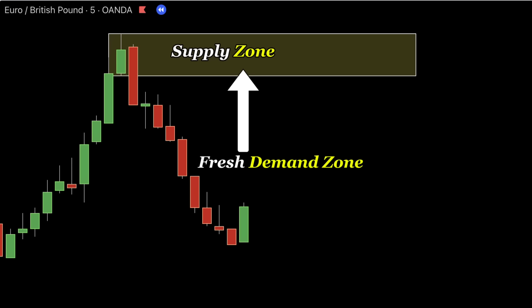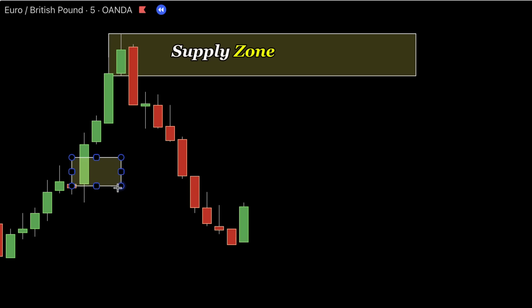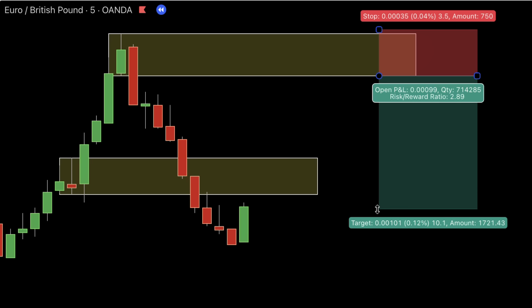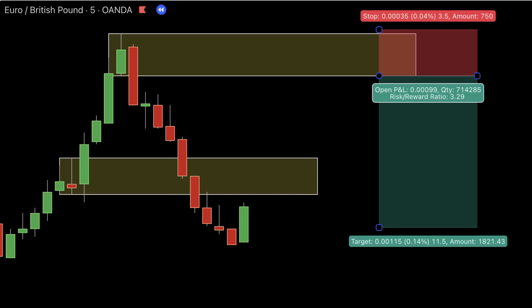A fresh zone often responds more strongly because it hasn't absorbed any orders yet, making it ideal for a potential trade. As the price moved down from the supply zone, it broke through a previous demand zone. This is a strong indication that smart money is in control, adding more significance to this zone. Additionally, this setup offers a favorable 3-to-1 risk-to-reward ratio. This aligns perfectly with our goal, providing a limited risk and high reward potential.